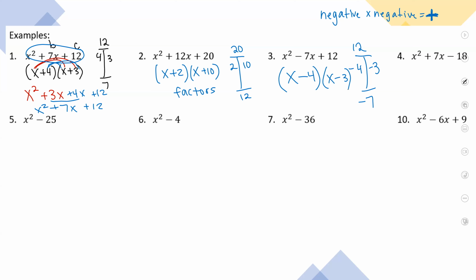Okay? Next, number 4. Something that I want to remind you of. A negative times a positive is what? A negative. So guys, I want a negative 18. I need two numbers that multiply to negative 18. One of them will have to be negative, the other one needs to be positive. What are my numbers? Perfect. Negative 2 times a positive 9 is negative 18. When you add them together, you'll get 7. So my factors are x minus 2 and x plus 9. Those are my factors.